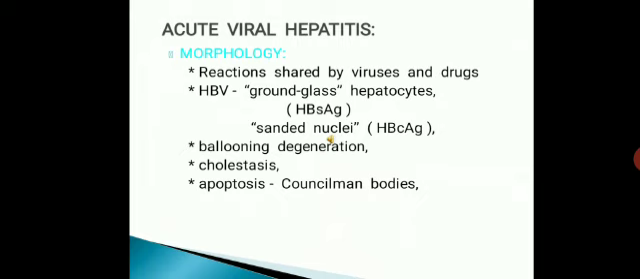There can be Councilman bodies. Councilman bodies are the eosinophilic hyaline-like bodies. This is due to the apoptosis of the hepatocyte. When the hepatocytes undergo apoptosis, that is they die out, it gives an eosinophilic appearance, that is known as the Councilman bodies.